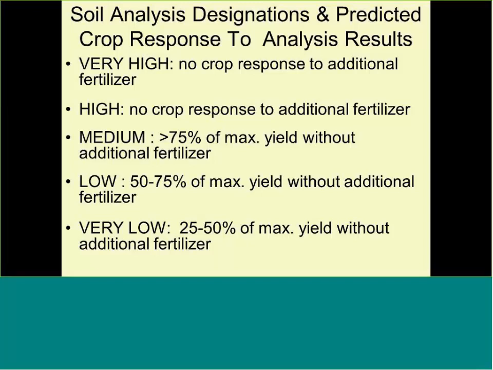If you get a medium result, like your nitrogen is in the medium range, you can get about 75% of your maximum yield without additional fertilizer. There is nutrition there.